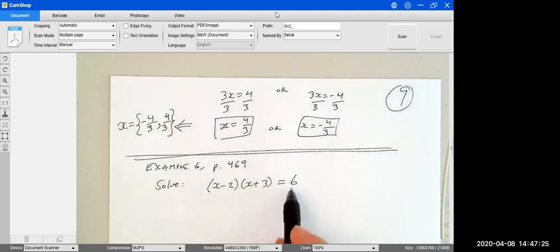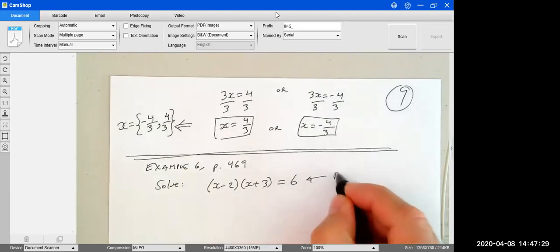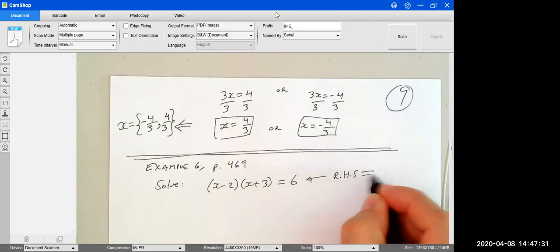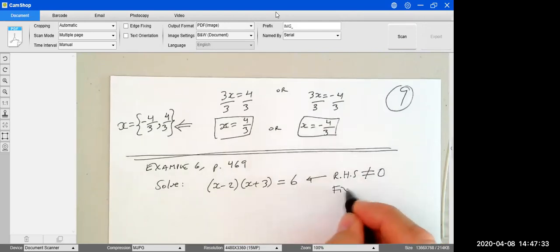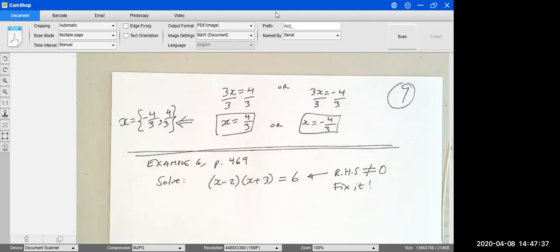That only works when you have the right-hand side equal to 0. So here you can see that your right-hand side is different than 0. So we need to fix this problem. So how are you going to fix this problem? You're going to work a lot. You need to multiply these. So let's do that. So we have x minus 2, x plus 3 equal to 6.